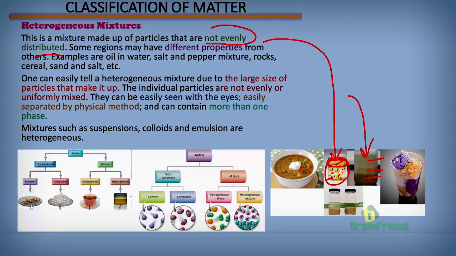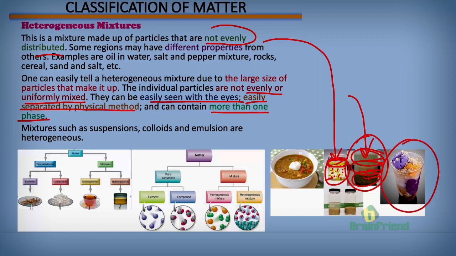Now, the individual particles are not evenly or uniformly mixed, okay? They can be easily seen with the eyes. They can also be easily separated by physical methods, and they can contain more than one phase. Just like the example we talked about here, you can see that this contains 3 phases. We have phase 1, phase 2, and phase 3 of this mixture.